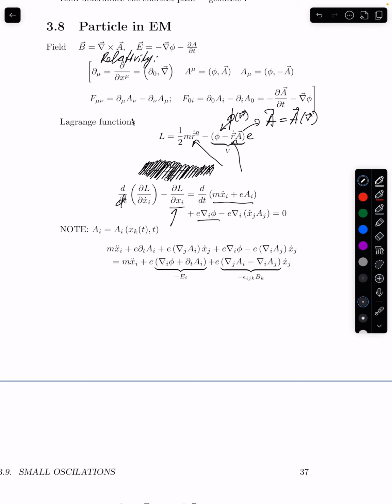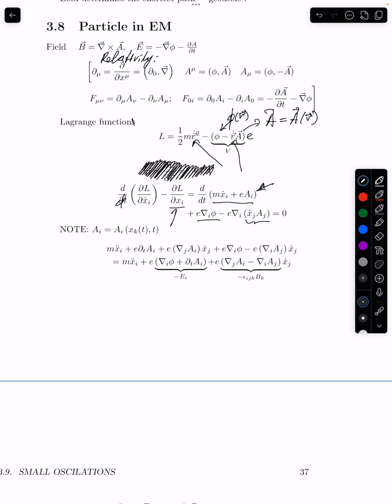Therefore we'll have a gradient. The derivative with respect to x_i of phi will give us the gradient, and here we'll also have the gradient, but now of a more complex combination. This is this scalar product. But now let's concentrate on the first term.